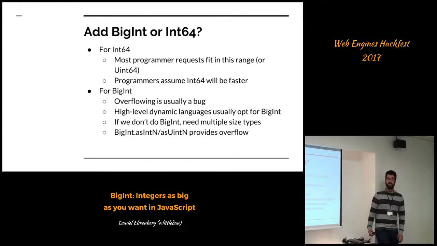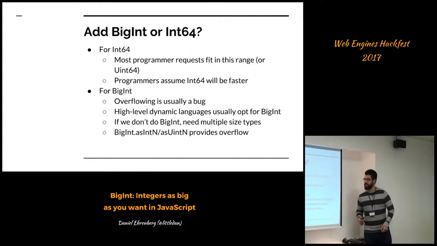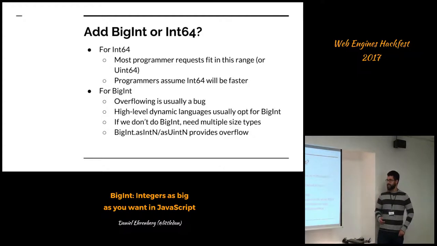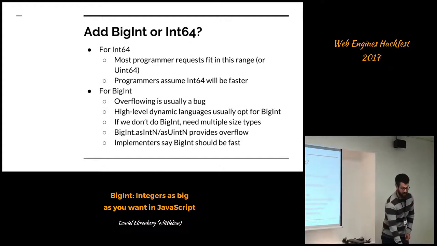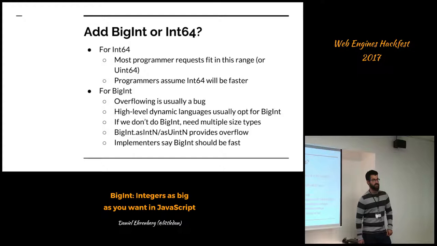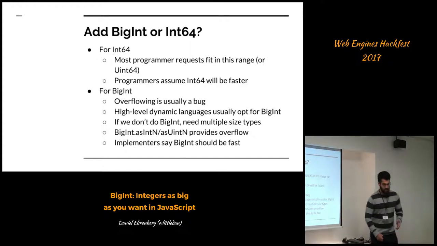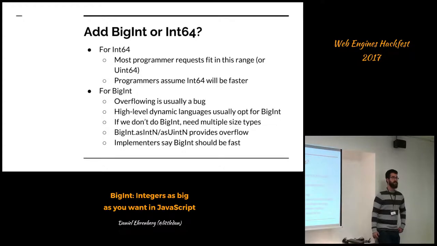For use cases that do want overflow, this proposal has some functions to explicitly wrap around, which could be useful for a few people, but I don't expect it'll be the predominant use case. And the final thing is that the decision to use BigInt rather than int64 was actually driven by implementers in the V8 team, Benedict, Moira, and Yarrow, where they made this case, and they claimed that it would really not be much harder to implement BigInt. Talk more about implementations later.